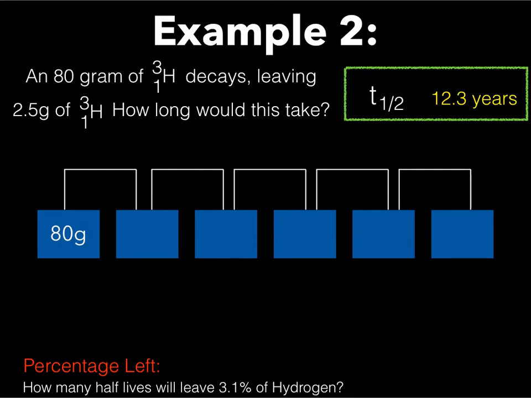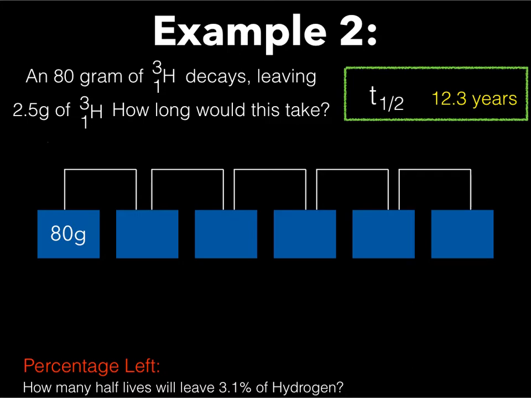Here's our second example problem. We have an 80-gram sample of hydrogen. This is tritium. We are leaving 2.5 grams of tritium, and we want to figure out how long this will take. We originally start with 80 grams of this sample. The half-life for this is 12.3 years. So how long will this take if we leave 2.5 grams? We're just going to keep doing half-lives until we are left with 2.5 grams.